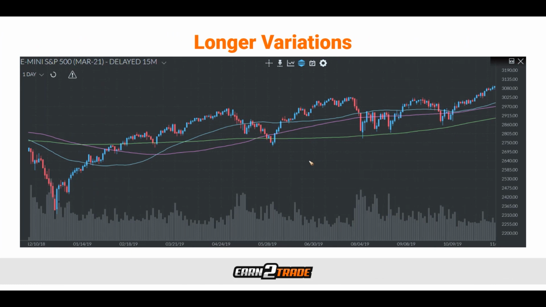On this chart, we can see a 50 period, a 100 period, and a 200 period SMA. So we can see how they are quite a lot different than the shorter periods that we just looked at on the previous chart. The 50 period here is going to be our blue line, the 100 is going to be our purple line, and the green line is going to represent our 200 period.